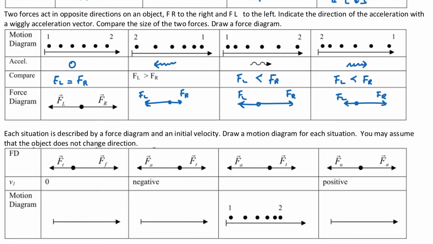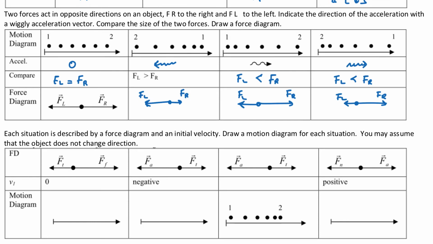Note that another way of thinking about this is, if the object is going in this direction, then something is pushing it backwards, which in this case is this force, since it is bigger than this one. That is causing it to slow down and resist the motion.